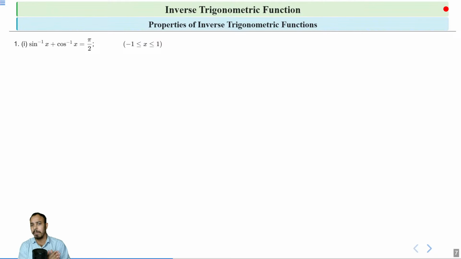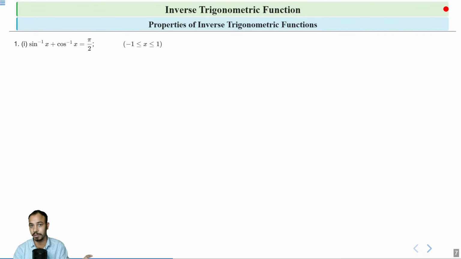Now we will see some properties of inverse trigonometric functions. There are some important properties that we will discuss. The first property is sin inverse x plus cos inverse x equals pi by 2, where x lies between minus 1 and 1. Keep this property in mind, as we frequently use it to solve many problems.